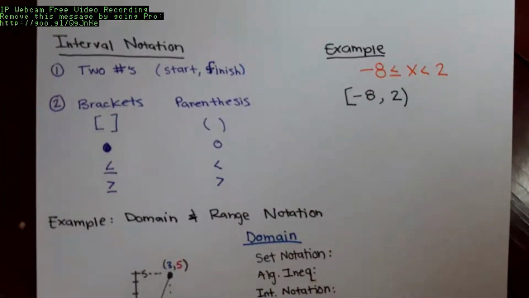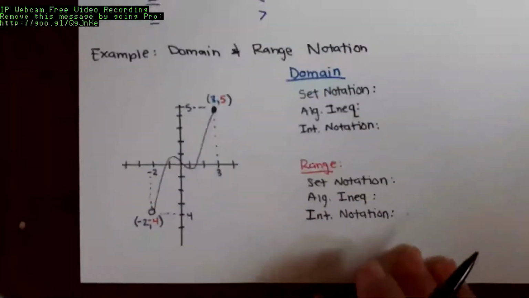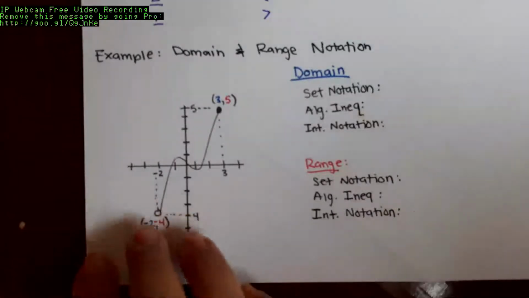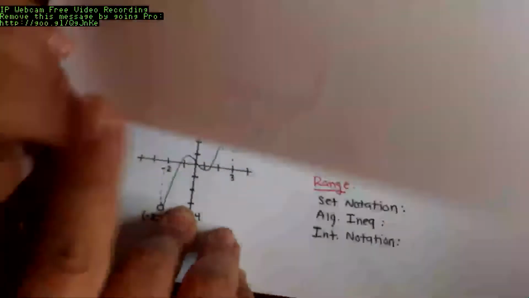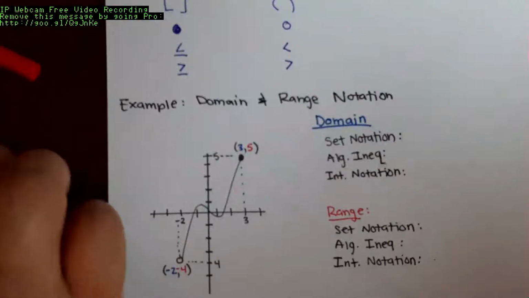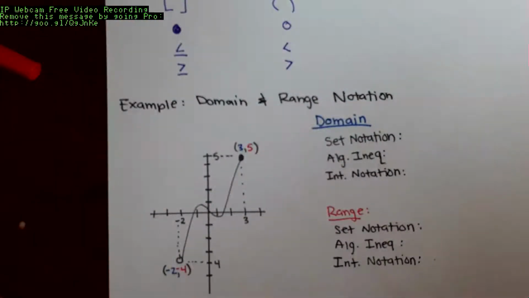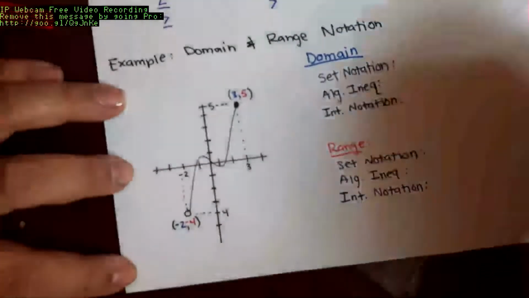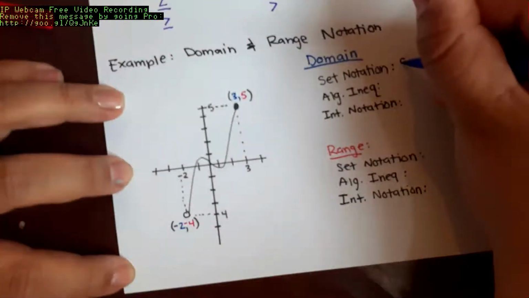So let's go ahead and put all of this together and do one last example. So here I'm going to use notation for my domain and my range. So let me just find my blue and there we go, blue and red. Okay, so remember our blue is for domain, our red is for range. So let's go ahead and start. Remember, for my set notation, I use curly braces.